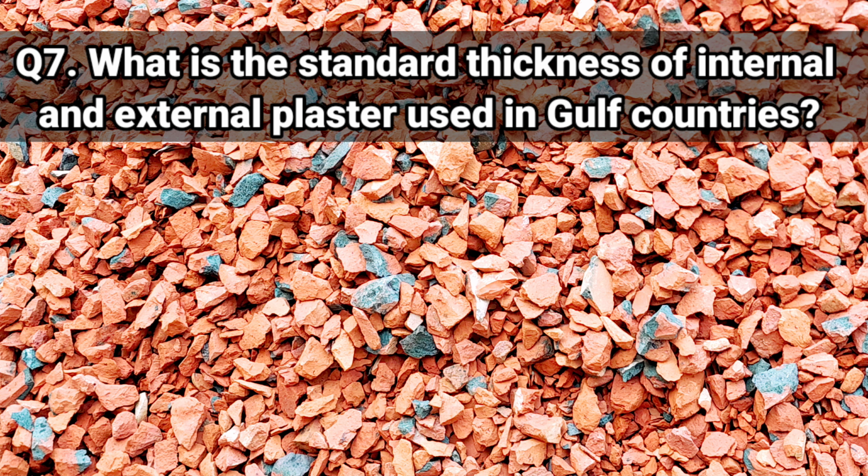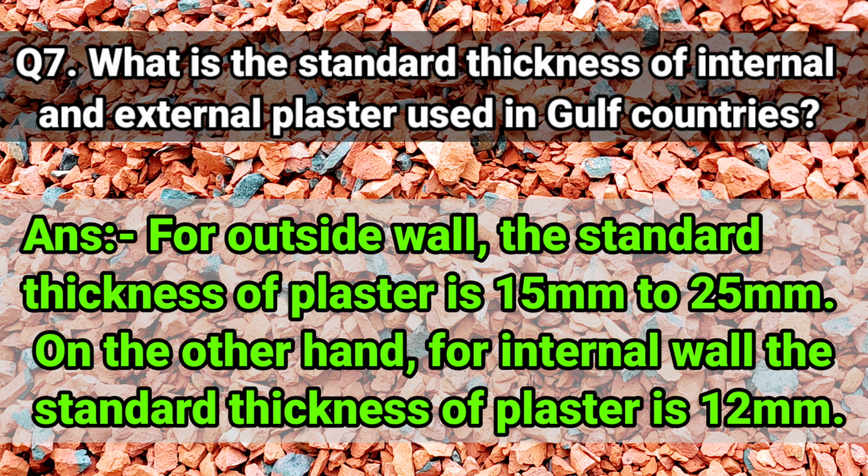What is the standard thickness of internal and external plaster used in Gulf countries? For outside wall, the standard thickness of plaster is 15 mm to 25 mm. On the other hand, for internal wall, the standard thickness of plaster is 12 mm.